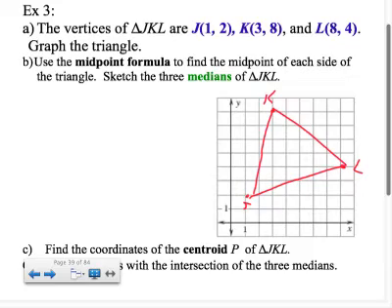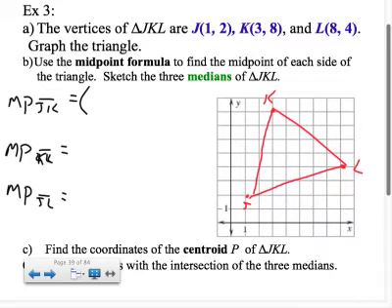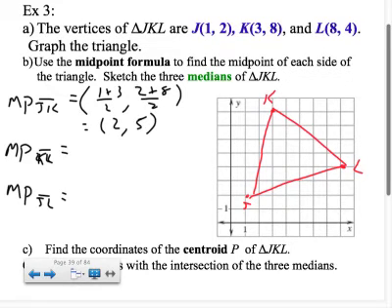And the second part says we want to use the midpoint formula to find the midpoint of each side. Okay, so that's not very difficult. I'm going to do the midpoint of JK first, and then the midpoint of KL, and then the midpoint of JL. And again, all you do is add up your x's, divide by 2. So JK would be (1 plus 3)/2, comma, (2 plus 8)/2, which is 4 over 2. That's (2, 5).